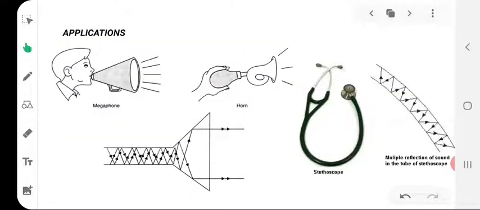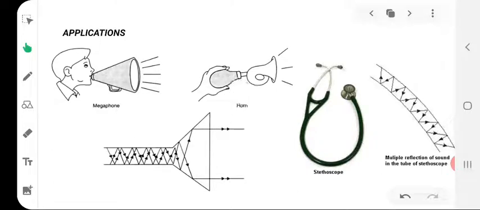Let us study a few practical applications or uses of multiple reflection of sound. As you can see in this picture, there is a megaphone, there is a bulb horn, there is a stethoscope. So stethoscope, bulb horn, megaphone, ear trumpet, soundboard, these all are practical applications of multiple reflection of sound. Megaphone, as you can see, is a horn-shaped tube designed to send amplified sound in a particular direction. This is particularly used to address a small gathering.